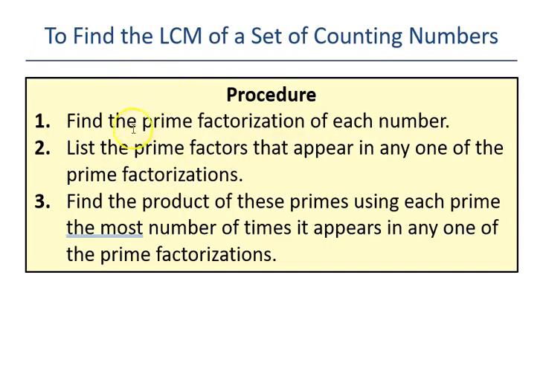Okay, how we're going to do this? Find the prime factorization of each number. List the prime factors that appear in any of the prime factorizations and find the product of these primes, using each prime the most number of times it appears in any one of the prime factorizations. Let's go over here to the example they just give us so we kind of see this.